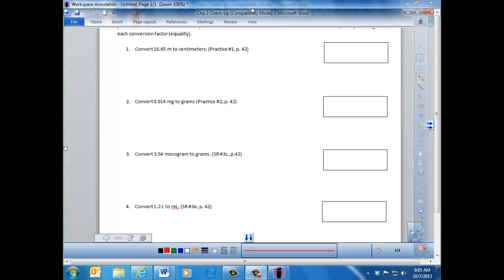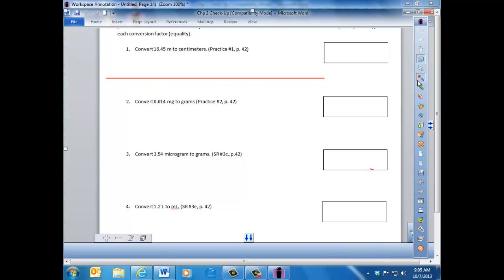This is the metric checkup, or whatever it is. Everybody needs to get this picture, okay? Now, what we're trying to learn here is this system. We're not focusing on the metric system. We're just using the metric system as a tool.